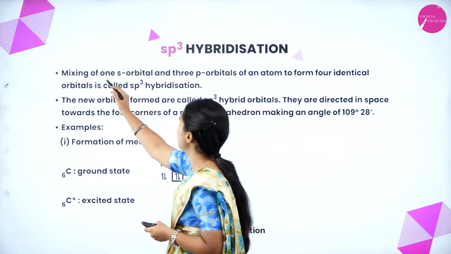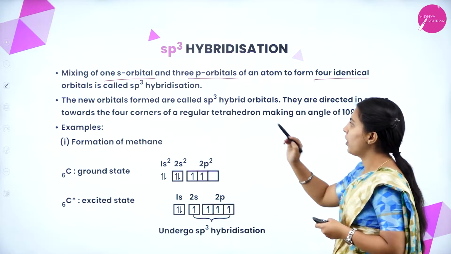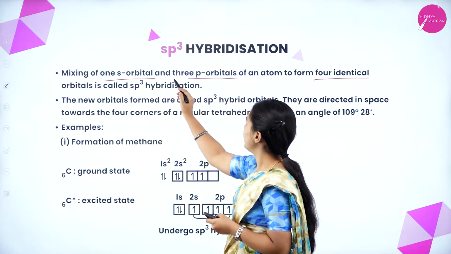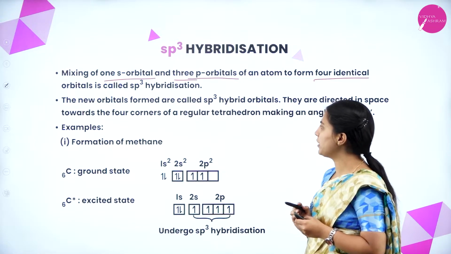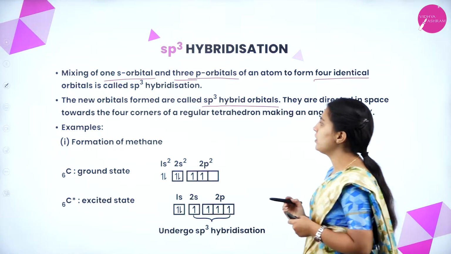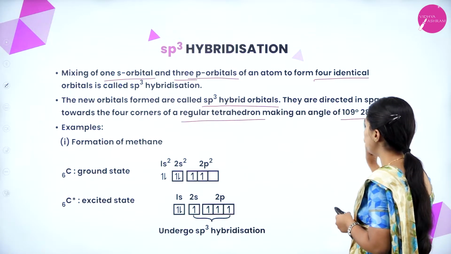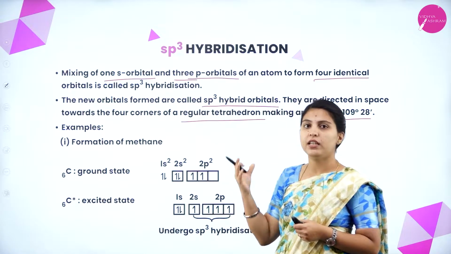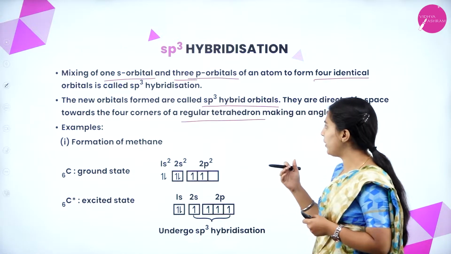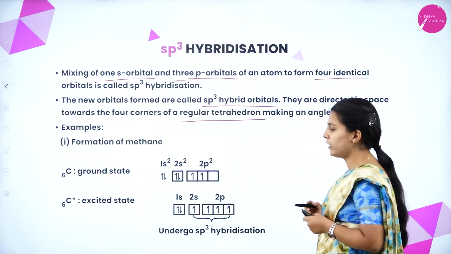Mixing of one s orbital and three p orbitals of an atom to form four identical orbitals is called sp3 hybridization. sp3 means one s and three p orbitals should be present. The new orbitals formed are called sp3 hybrid orbitals. They are directed in space towards the four corners of a regular tetrahedron, making an angle of 109 degrees 28 minutes. Means after these four new hybrid orbitals form, they form a geometry called regular tetrahedron geometry. It has a bond angle of 109 degrees 28 minutes.